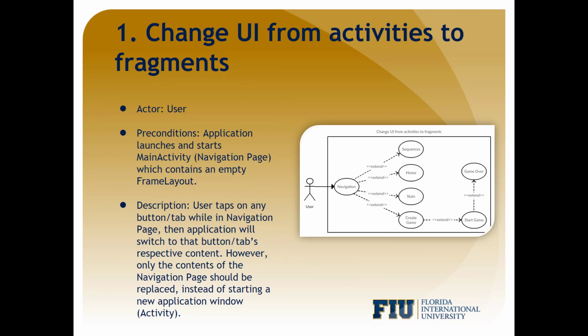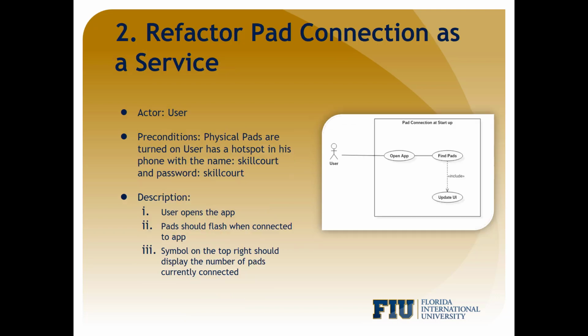Change UI from activities to fragments. The goal of this story was to change the old system's activity-to-activity communication to fragment-to-fragment communication. Doing so would increase the overall performance of the application when transitioning between screens.